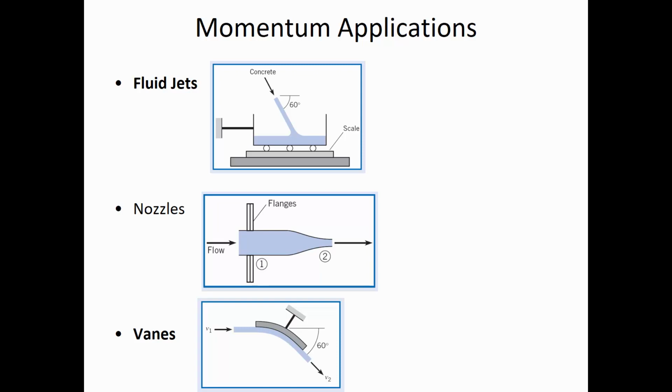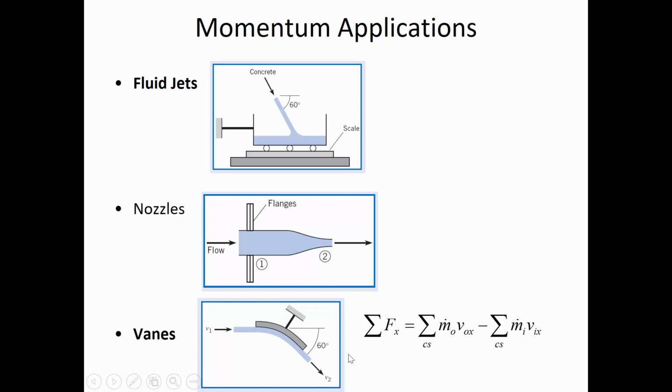And then the third and most complicated problem type is nozzles. Nozzles are a little bit complex because, we'll get into the details of it, but you have to account for the pressure inside the pipe in addition to the momentum flow. So that's what makes this third type of problem a little bit tricky.